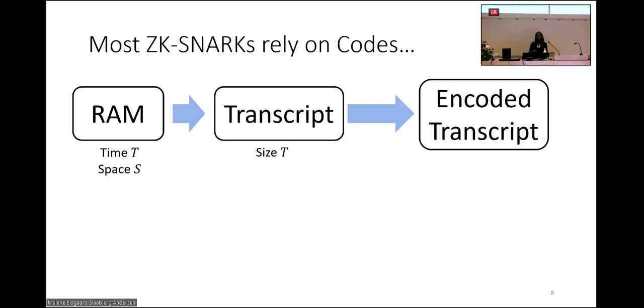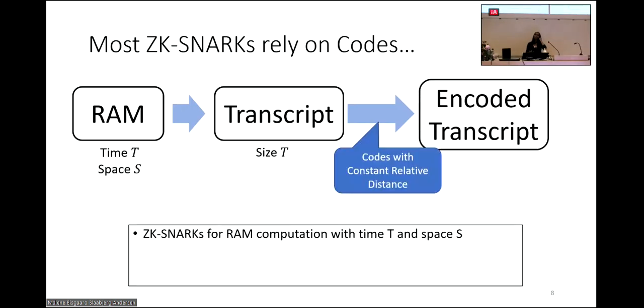And the first step is to transform it into a transcript. Here, a transcript is nothing but an arrangement of the wire values for the RAM program. And this could be of size T, or for a circuit of size C. And then you take the entire transcript and you encode it using codes with constant relative distance.